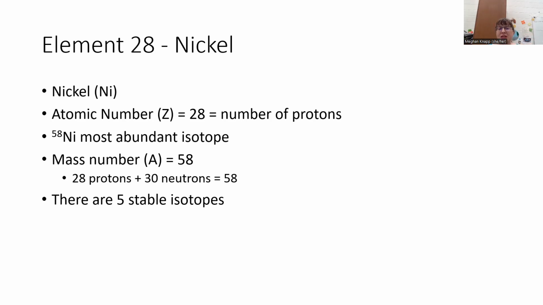So since nickel 58 has a total of 58 protons and neutrons, and I already knew I had 28 protons, I can figure out that I only have 30 neutrons from that. Okay, so the mass on the periodic table is a little bit different. It's not going to be that same number. So make sure you have that distinction.